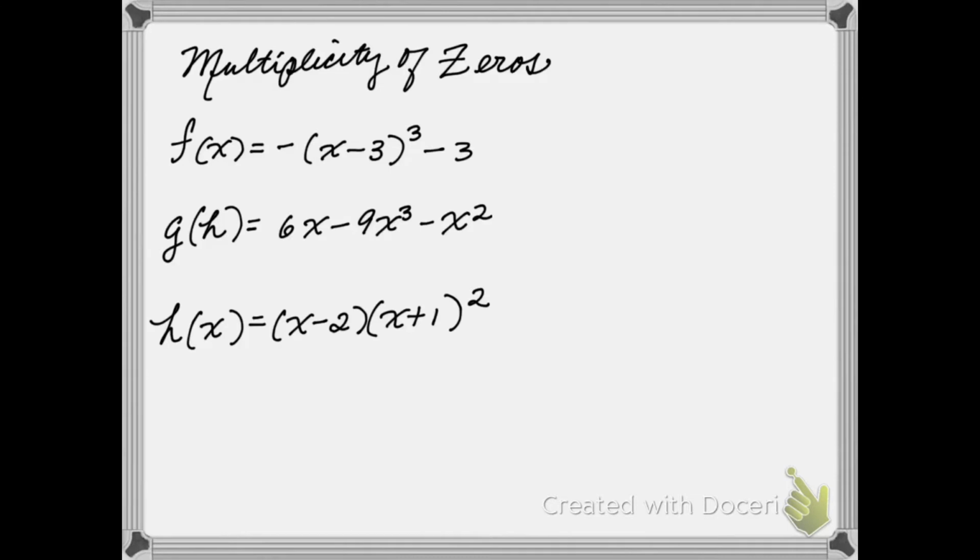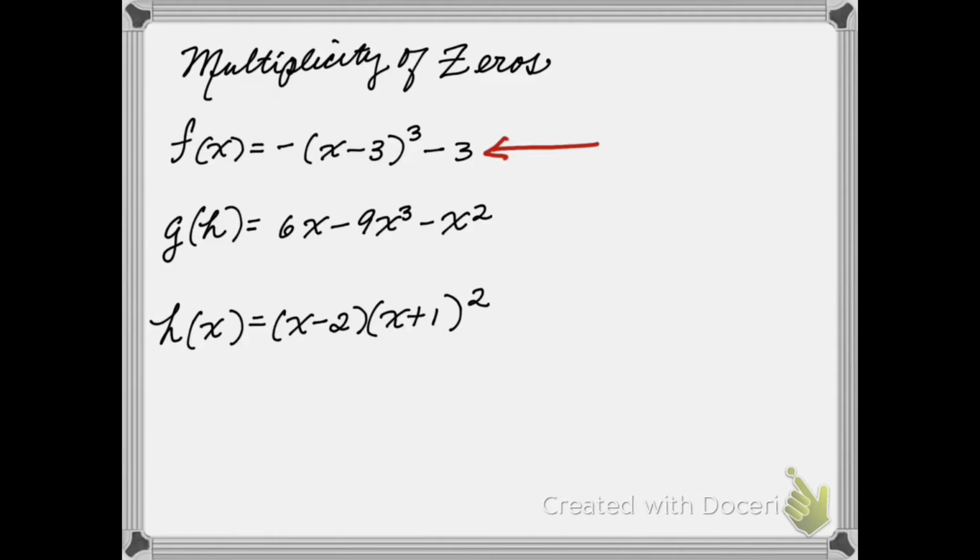For instance, this first one, notice that they're all cubic functions. And then the next thing is to notice how we are going to deal with the form of the function that is given. So this first one here is given as a transformation, right? It's a transformation of the x cubed function.